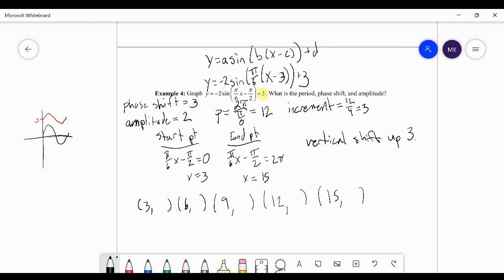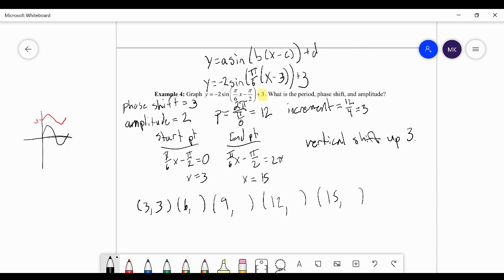Same thing happens here. Normally at the start of our sine function, we are at 0. It doesn't matter what the amplitude is, what the phase shift is, or what the period is. Wherever we have identified our start point, that's going to have an output of 0. But here we have this vertical shift up 3. So it goes from 0, you go up 3, and you get 3. Pretty nice.